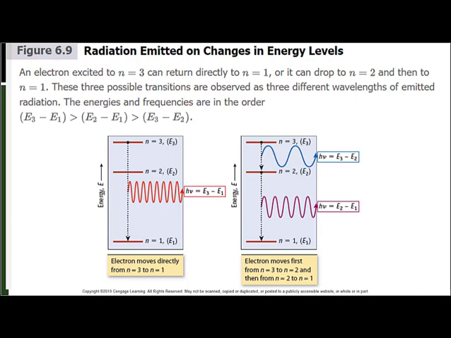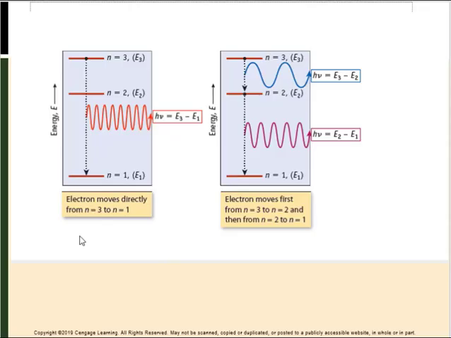If we look at this, we can see an electron excited to n=3 can return directly down to n=1, and we would find that delta E by doing final minus initial, here 1 minus 3. Or it can go in a series of steps. First it went from n=3 to n=2, and we can see that it released this electromagnetic radiation, and then it can fall from 2 to 1.